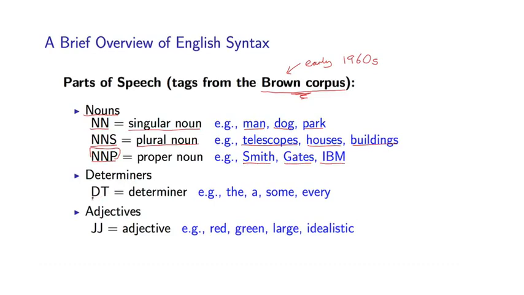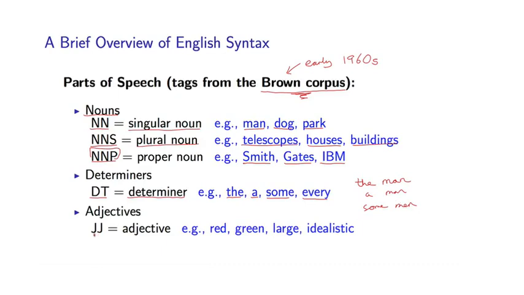Moving on, a second very important part of speech is DT, which stands for determiner. So determiners are words like the, or a, or some, or every. Determiners usually come before nouns, and so I can have strings like the man, or a man, or some men, where I see a determiner before a noun.